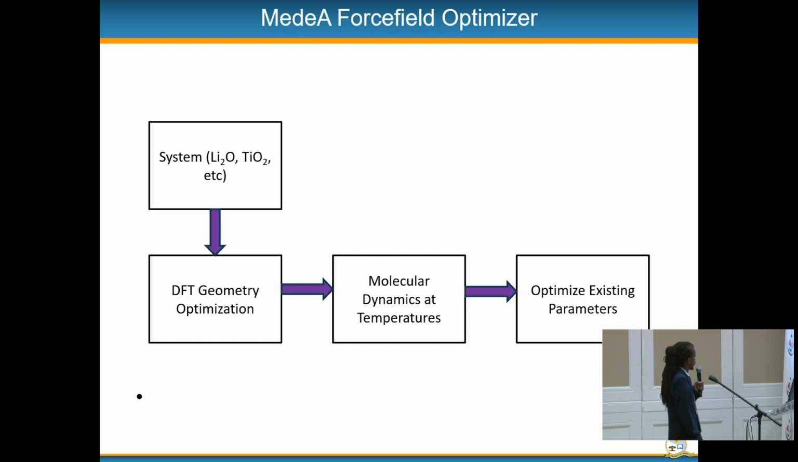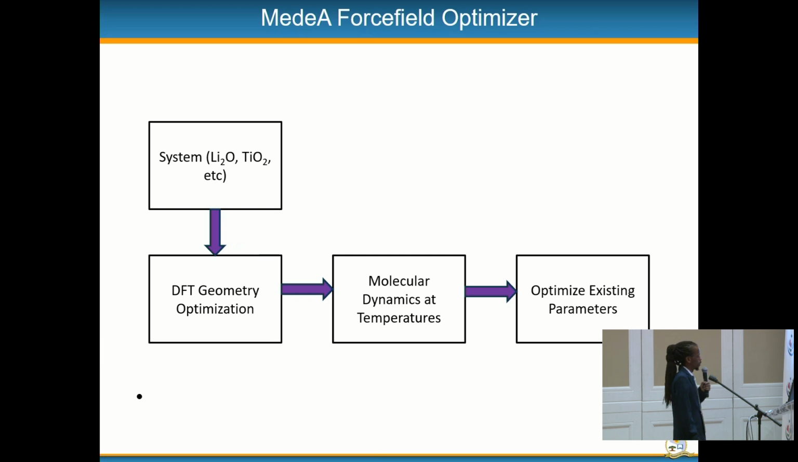Okay, so another method we used was the force field optimizer. With this, you start with your system, and then you have to run a DFT geometry optimization. Of course, knowledge of DFT is required here, so you don't get incorrect results. Afterwards, you need to run molecular dynamics simulations to create some trajectory files. So you run this at different temperatures.